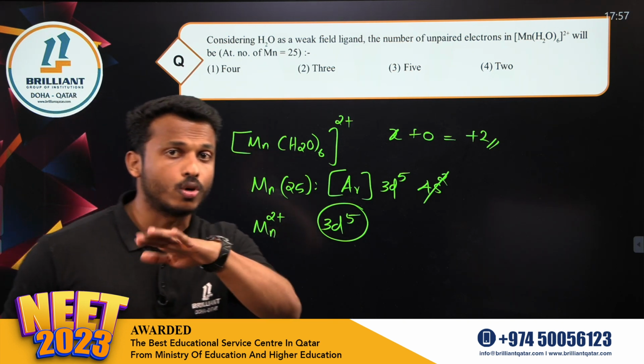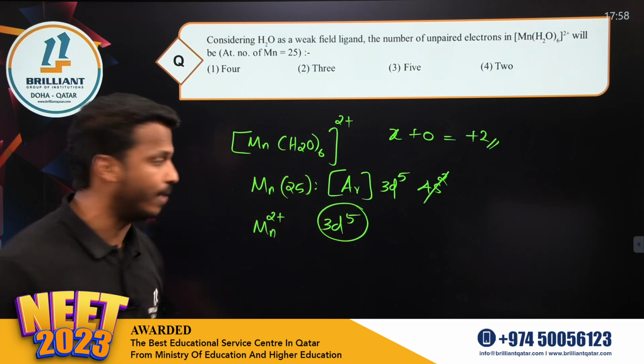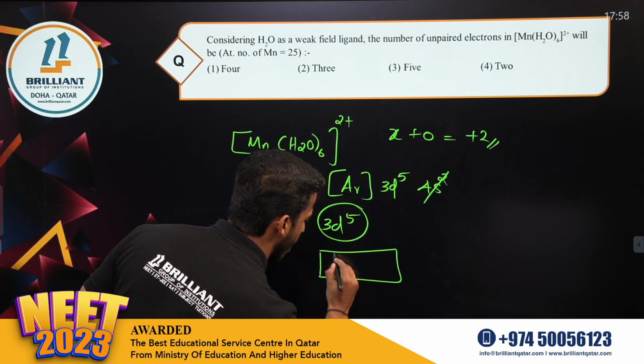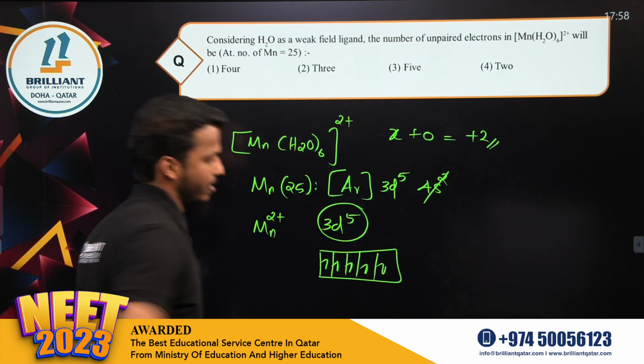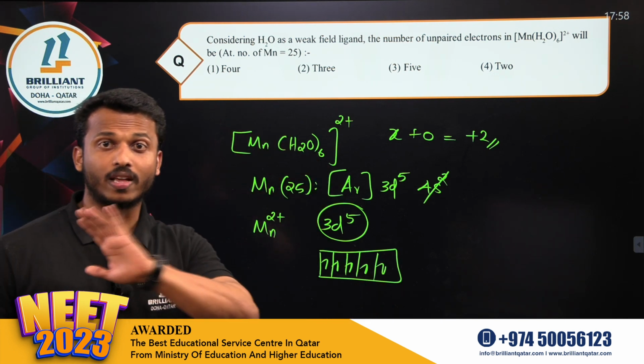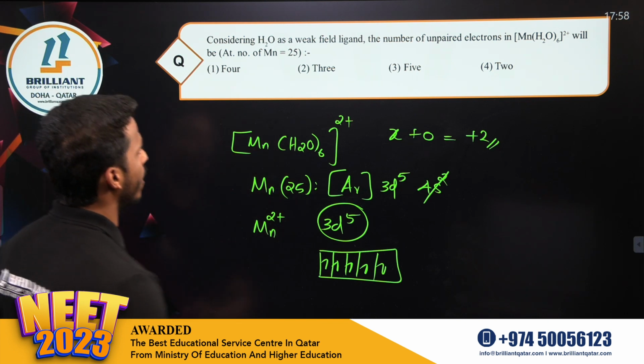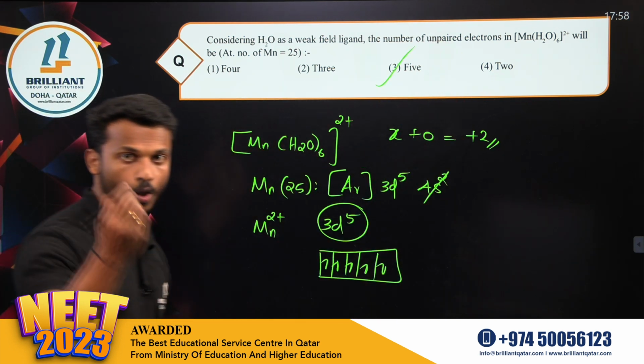They already said H2O you can consider as a weak ligand. With a weak ligand, the electrons will not undergo pairing. So d5 means the 5 electrons are situated in the d orbitals as single occupation. So in total there are 5 unpaired electrons. So what is our answer? Option 3. Hope you are clear.